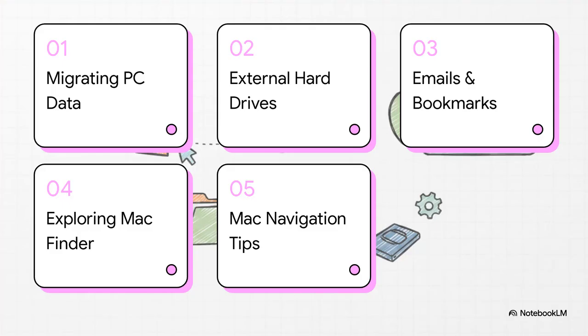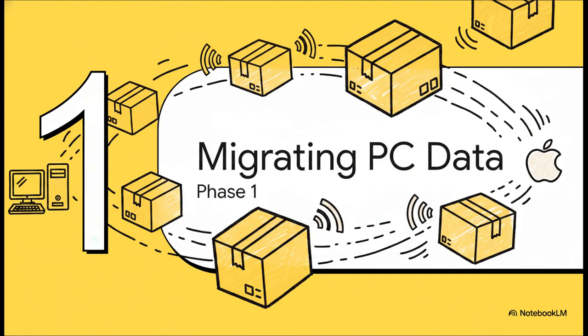So, here's our roadmap for the move. We'll start by migrating your PC data, look at using external hard drives, import those crucial emails and bookmarks, explore the Mac Finder, and finally go over some absolutely essential Mac navigation tips. Okay, let's dive right into this with Phase 1, migrating your PC data.